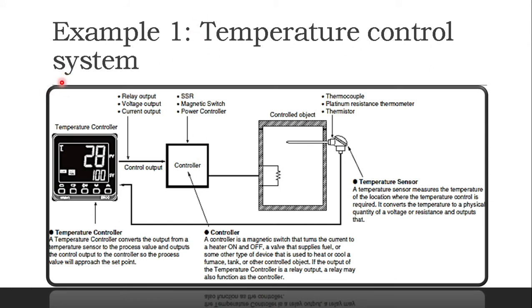This is the schematic diagram of the temperature control system of an electric furnace. The temperature in the electric furnace is generally measured by this thermometer, which is generally an analog device. The analog temperature is converted to a digital temperature using an A to D converter, that is, an analog to digital converter. So the temperature recorded in analog form is converted into digital form.